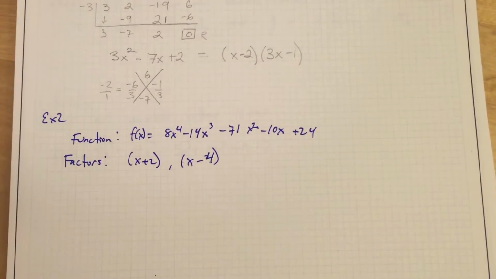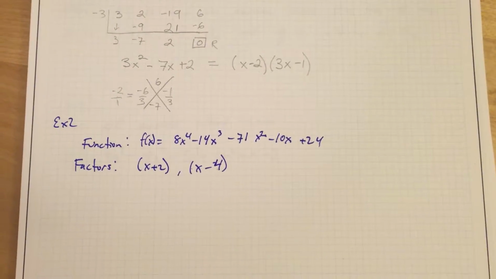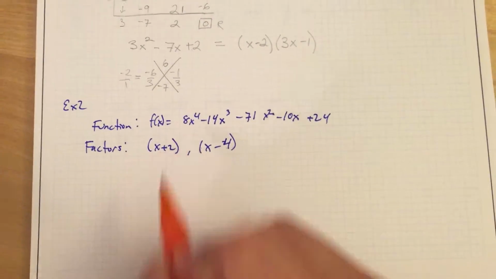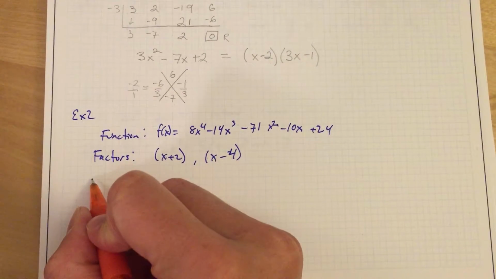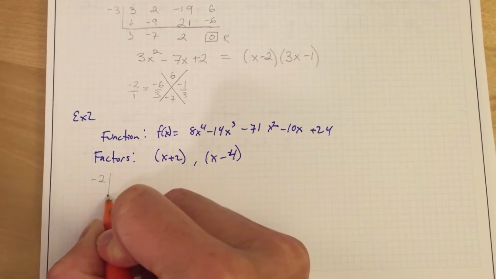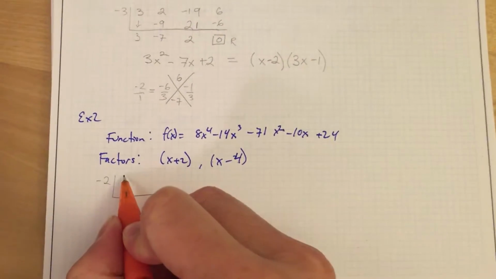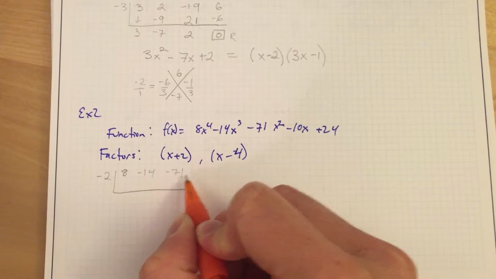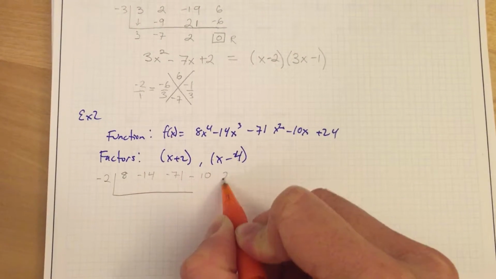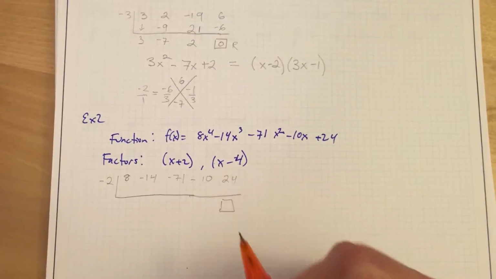Then you'll have a trinomial, which will be wonderful, and then we can find out the rest of our complete factorization. Okay, so I'm going to go ahead and just use the first one that I see, negative x plus 2. So I'm going to set that equal to 0. I'm going to get negative 2. All right, and then use my coefficients. So 8, negative 14, negative 71, minus 10, positive 24. So I have to extend that out just a little bit more.